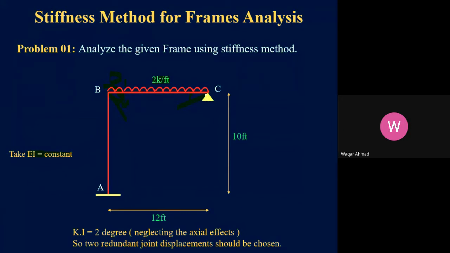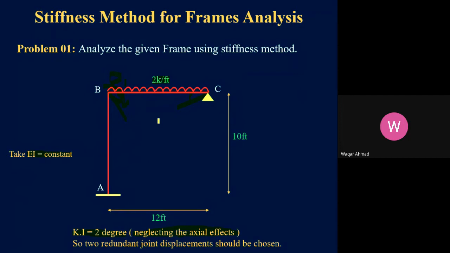Even if you take this support as a roller support, but if you neglect the axial effects, still you will have only this rotation possible at this support. It means that the kinematic indeterminacy of this frame structure is 2 degrees. How is it 2 degrees? Now we know that one rotation is at this point B. Point B is rotating under this load, and also this point C is rotating under this load. So these two are the kinematic indeterminacies.